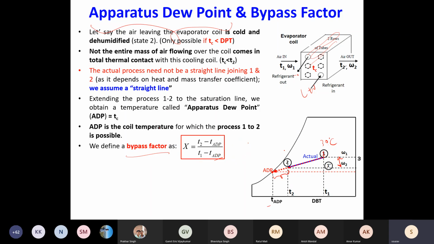Once you draw the process line, you extend it wherever it hits the RH equals 100% line. That is your ADP. And based on this temperature, the air inlet temperature and the air exit temperature, you should be able to find out the effectiveness of the heat exchanger or the bypass factor. So these are two complementary terms.